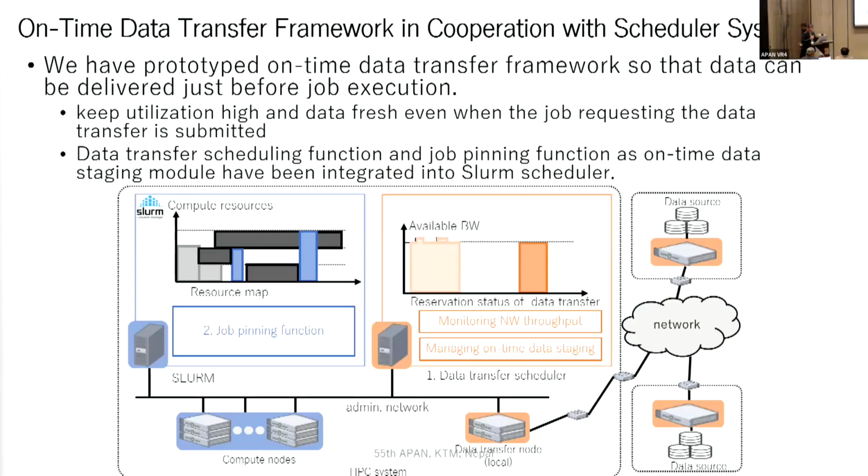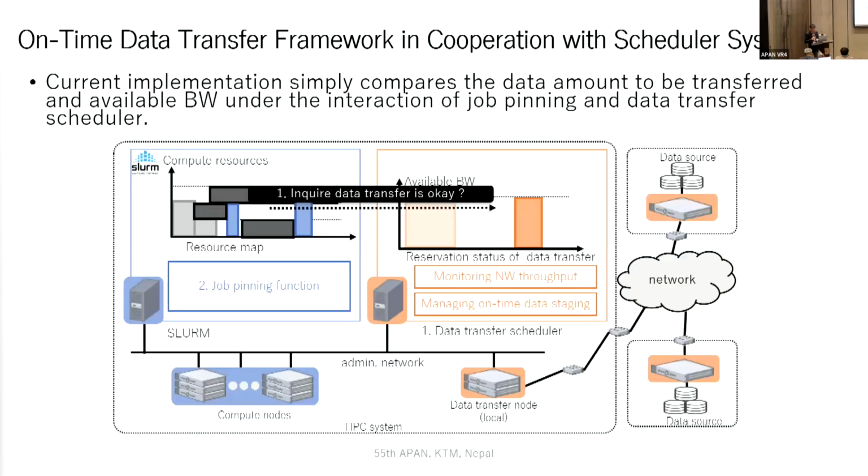This functions as an on-time data staging module into some scheduler. Now, this is the third part. This framework is not complicated and works as follows. Very easy. The scheduler inquires of the data transfer scheduler whether data transfer is okay or not when it attempts to map the job request to computer resources.